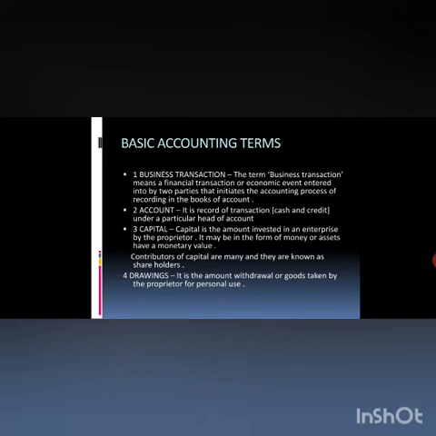Say like salaries, telephone expenses, electricity expenses, etc. on a particular head like assets and liabilities. Third, capital. Capital is the amount invested in an enterprise by the proprietor in case of proprietorship or by partners in case of partnership. It may be in the form of money or assets having a monetary value.